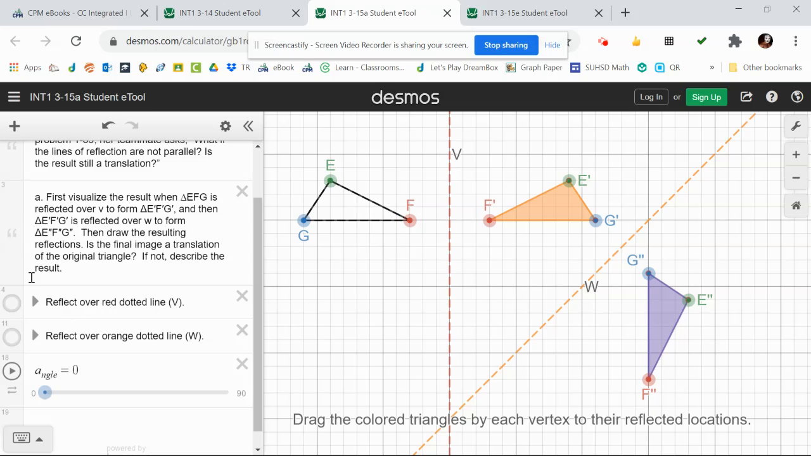So again, a way to double check our answers is we can just click here. So that's pretty much the same one. And then to see how we reflect it over the orange line, we can click on the next one. Looks good. So we got all the points right.